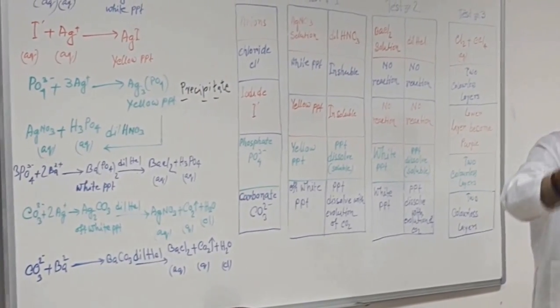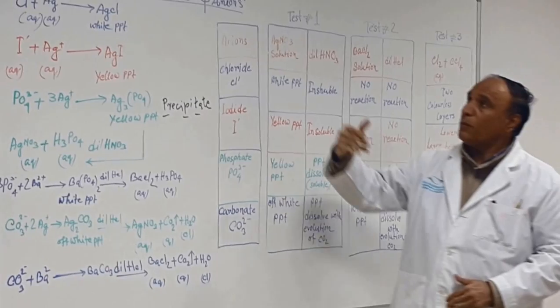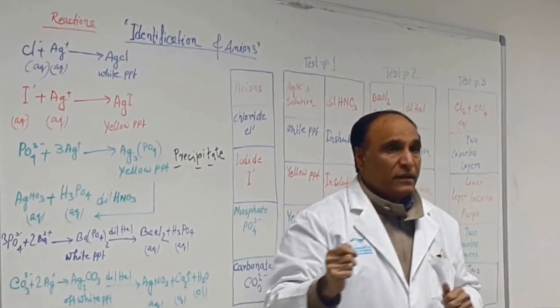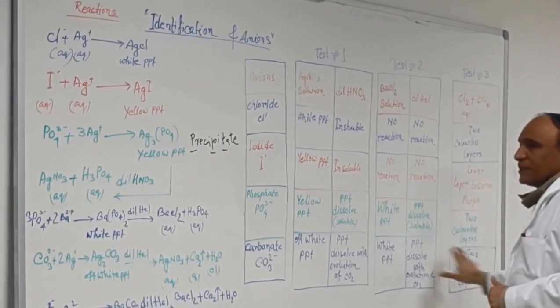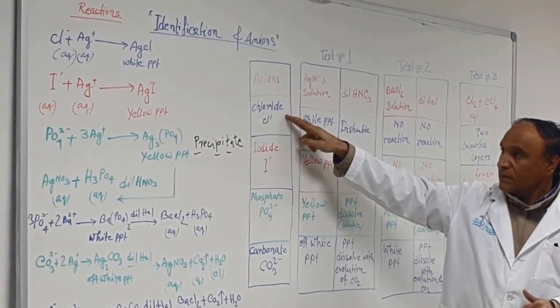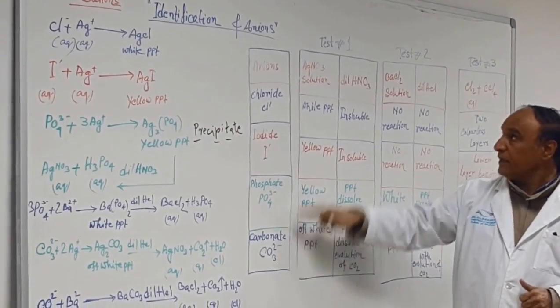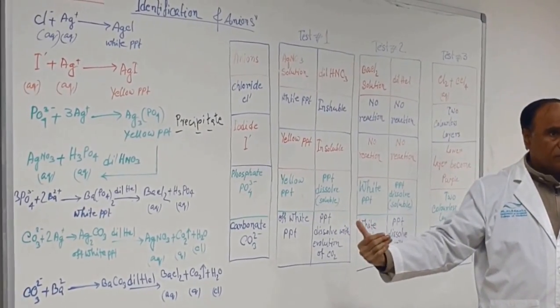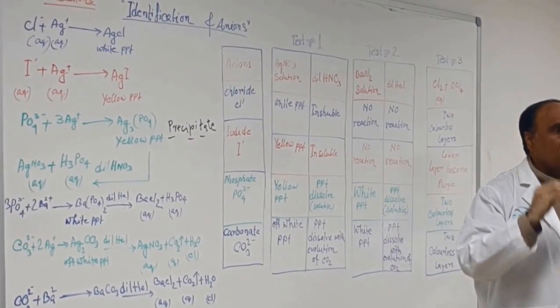When you come next time, you will open page 69, you will remove it, and these things are empty. Nothing is written there except this one: chloride, iodide, phosphate, carbonate, and the first line. Nothing is written there. You will fill it in the same way. You will do the experiment and you will fill it.